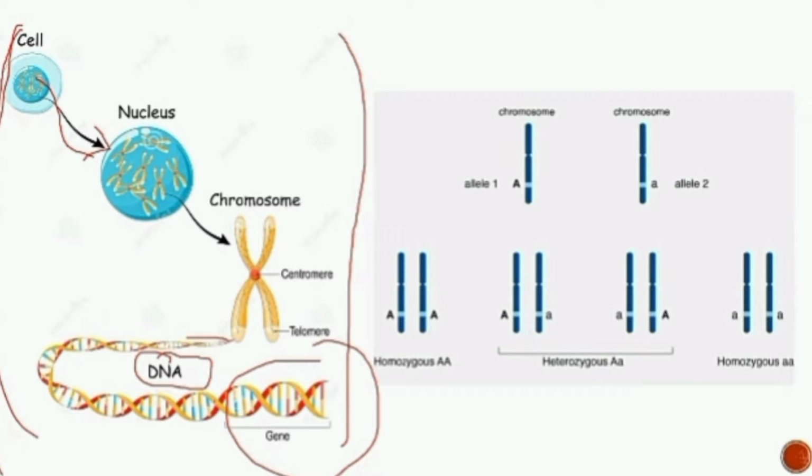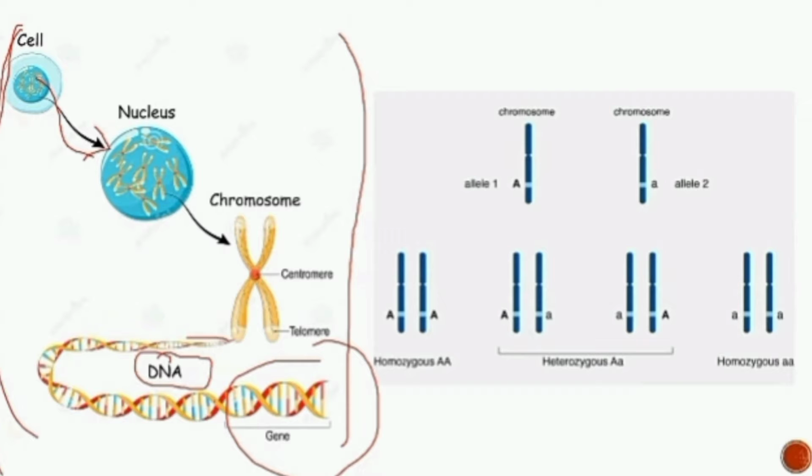In the nucleus there will be chromosomes. Those chromosomes contain the DNA that acts as the genetic material. Why? Because on those DNAs, genes are present which are transferred from one generation to the other generation. Okay, so remember this diagram, how it goes.